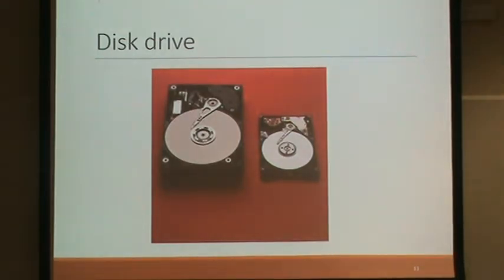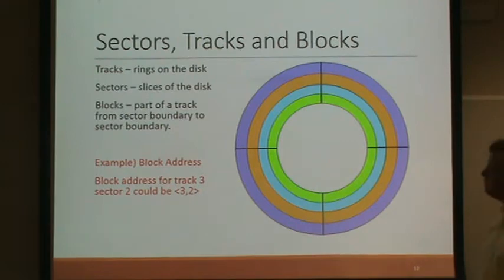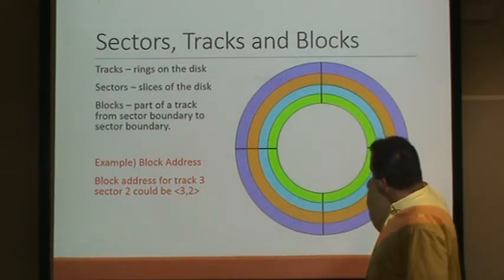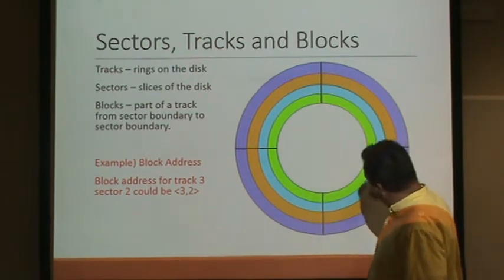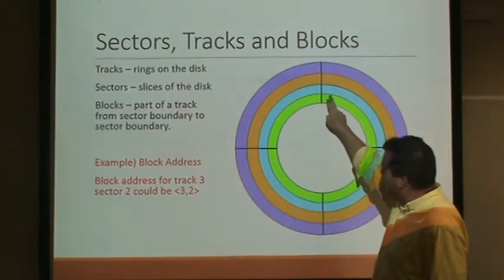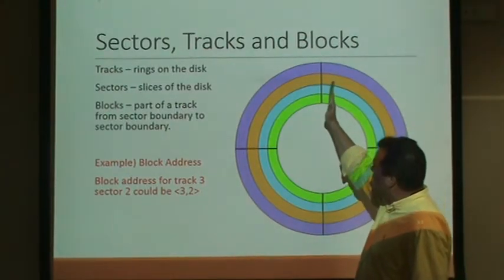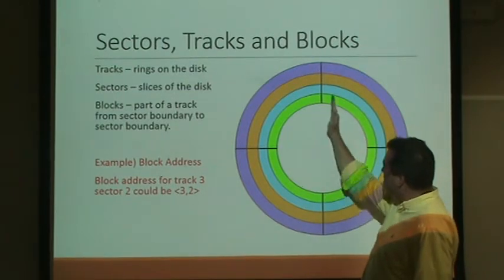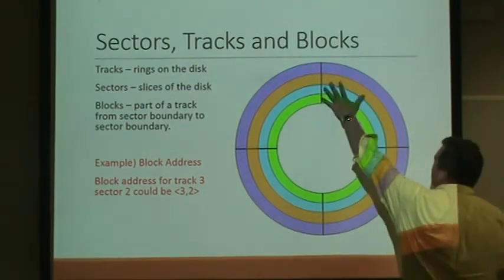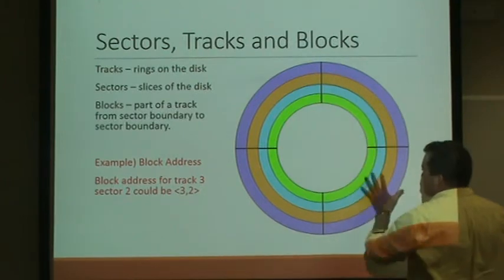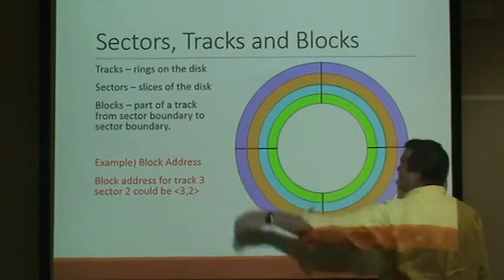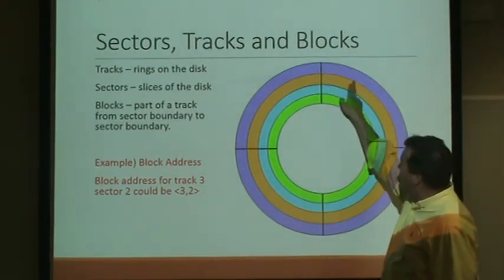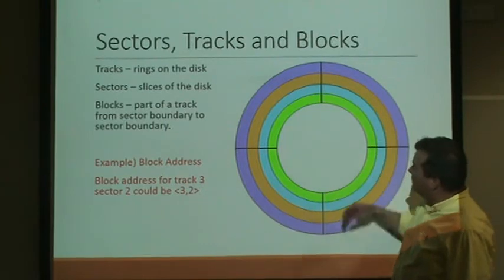And so the disk drive has tracks on it. One groove around the disk is a track, and then each of the disks is cut into pizza slices, which we call sectors. So this could be the first sector, let's say sector 0, sector 1, sector 2, sector 3. And then a block would be on a particular track within one sector.